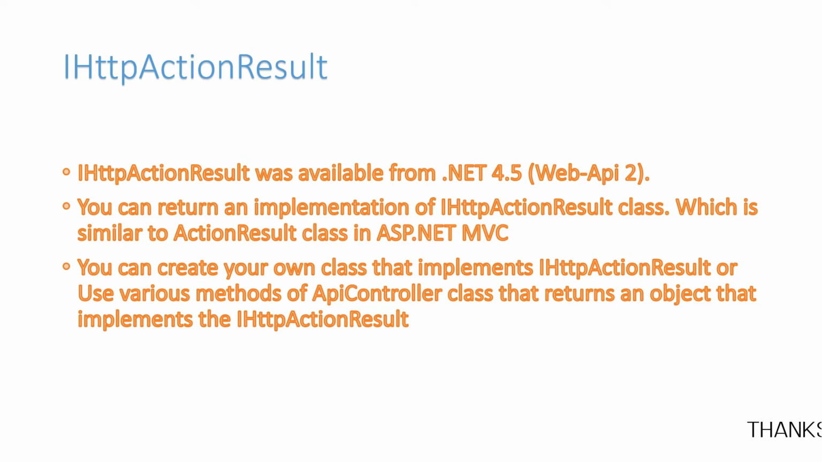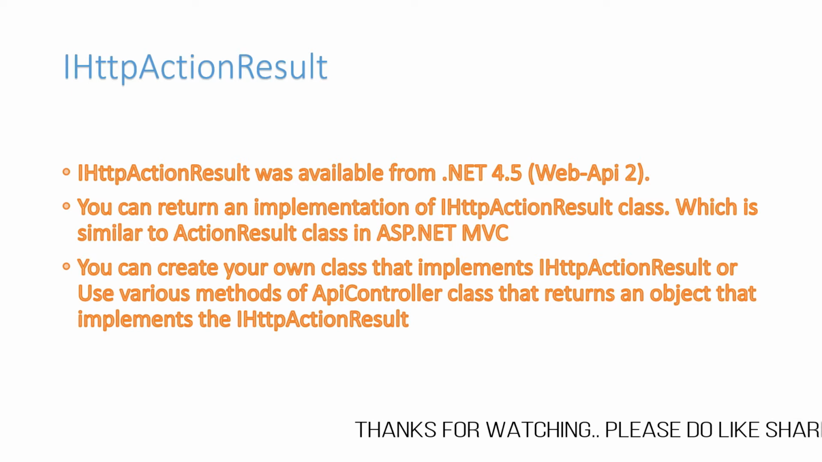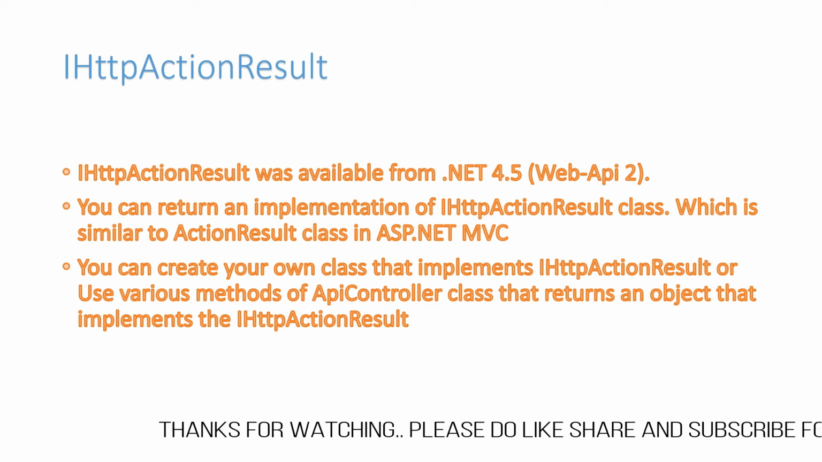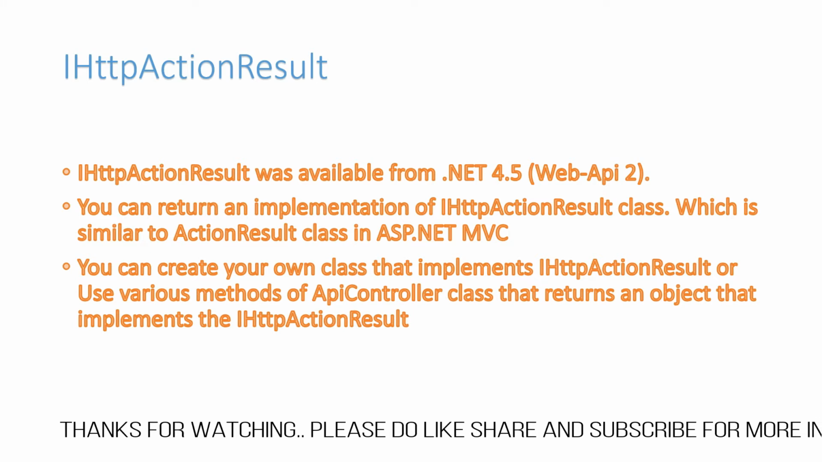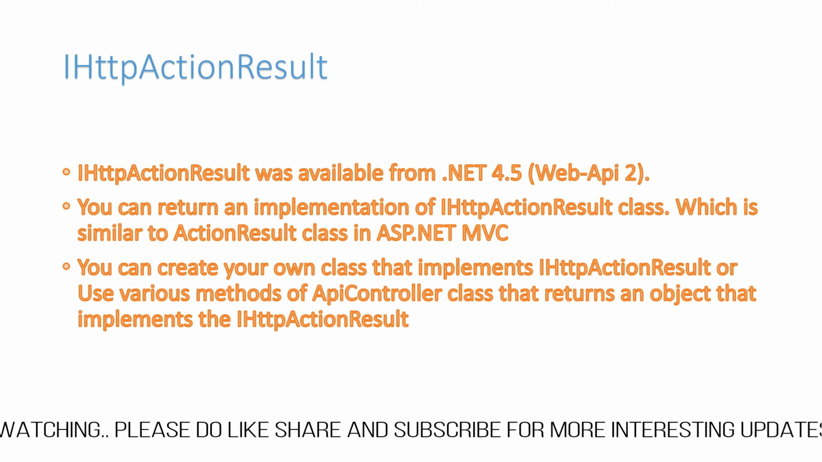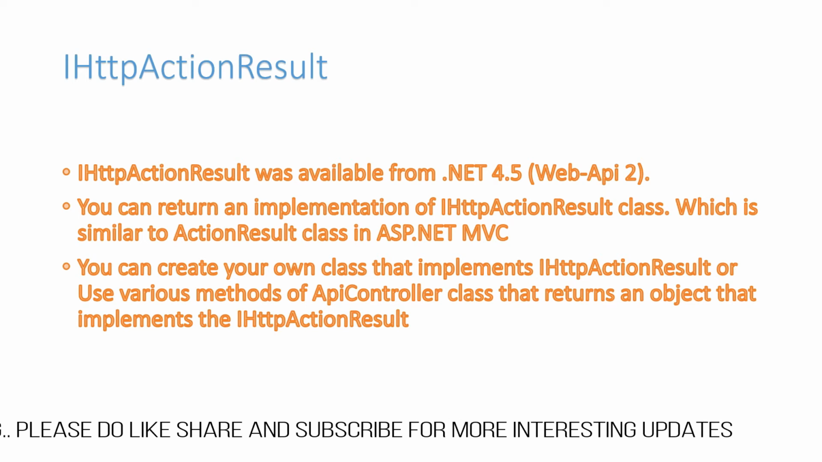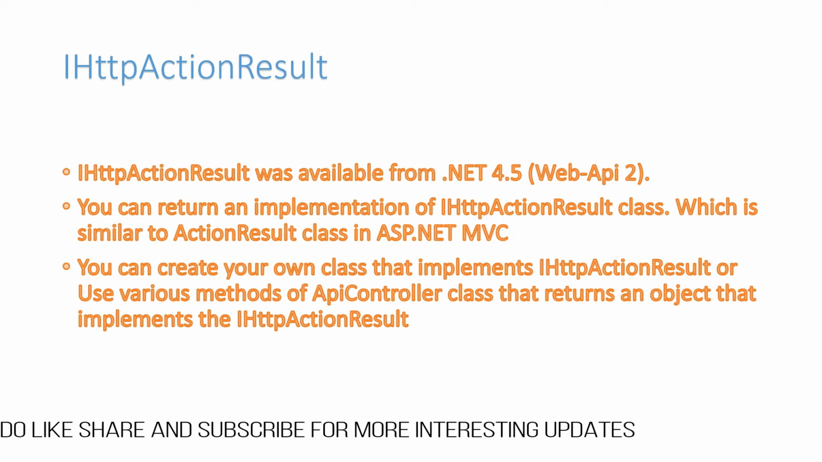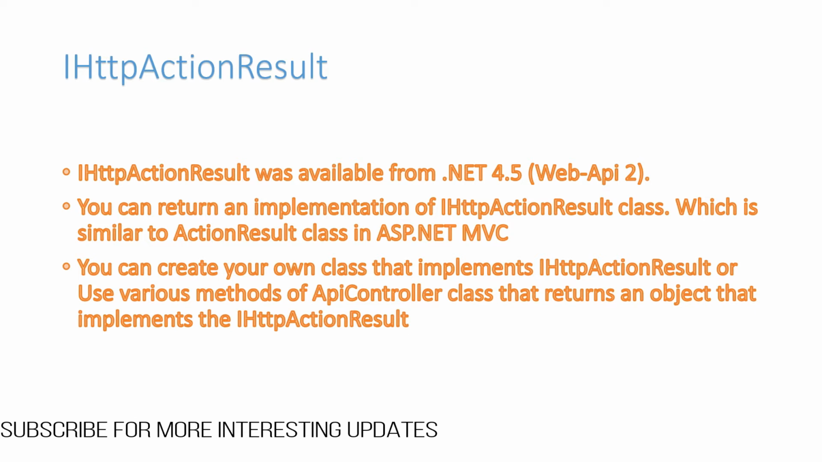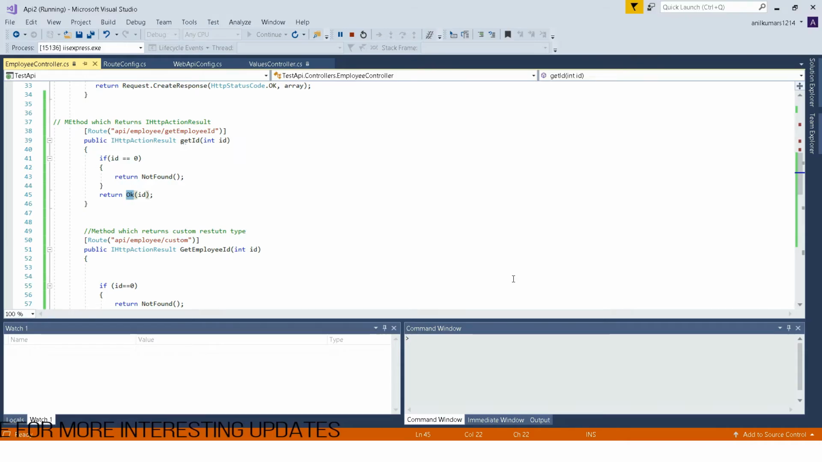This is a parent class in ASP.NET MVC. Likewise, we have IHttpActionResult in ASP.NET Web API. And if you don't want to return all this, you can create your own class, which should implement IHttpActionResult, or you can use various ApiController class methods that return an object that implements IHttpActionResult. We'll be seeing those in a moment. So let's go ahead and open my Visual Studio.